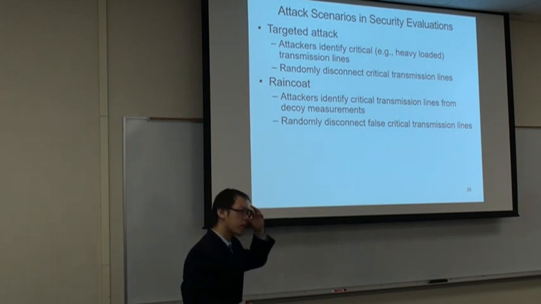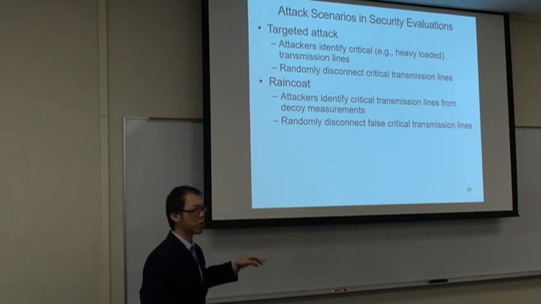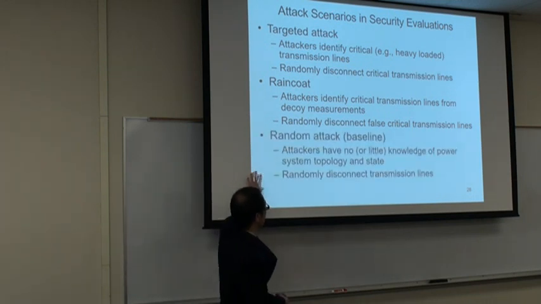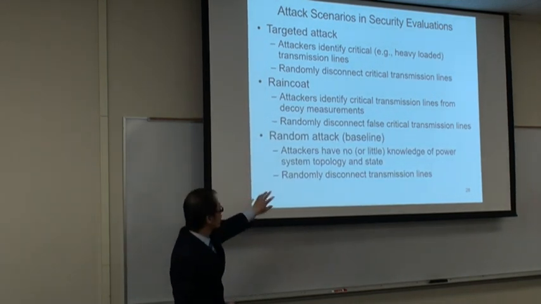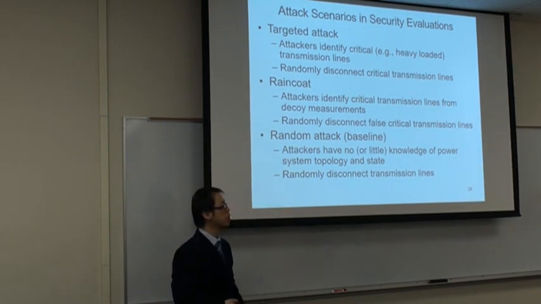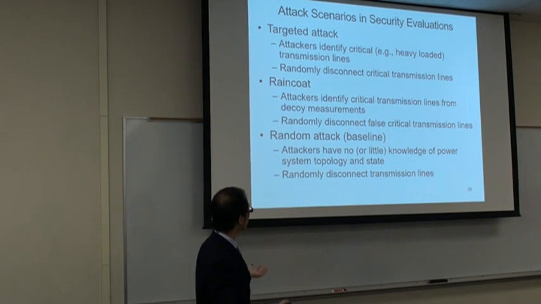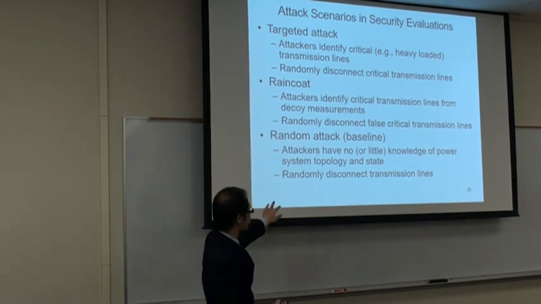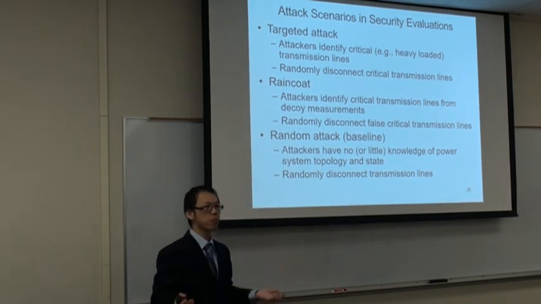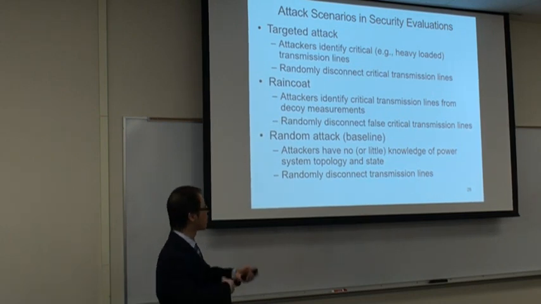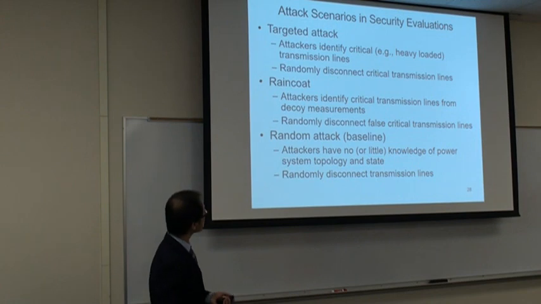But another question to ask: how much reduction is a good reduction? In order to answer this question, it brings a third case, a random attack, served as a baseline mechanism. That is the case when attackers have no knowledge of the power system and just randomly disconnect some of the transmission lines. Maybe some non-intelligent attackers just randomly perform the disturbance.